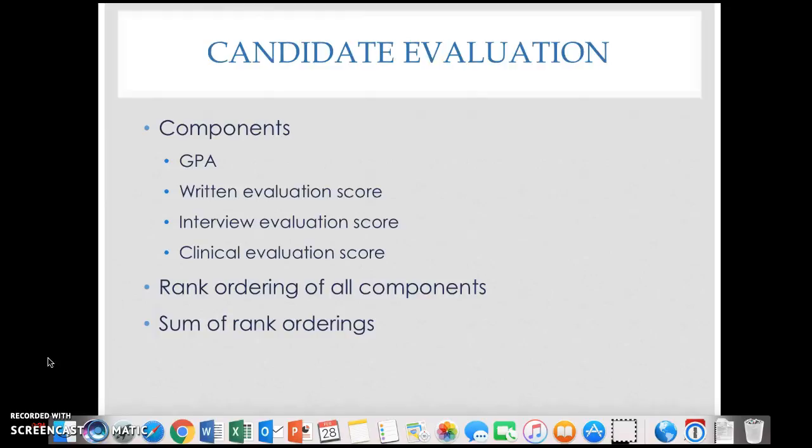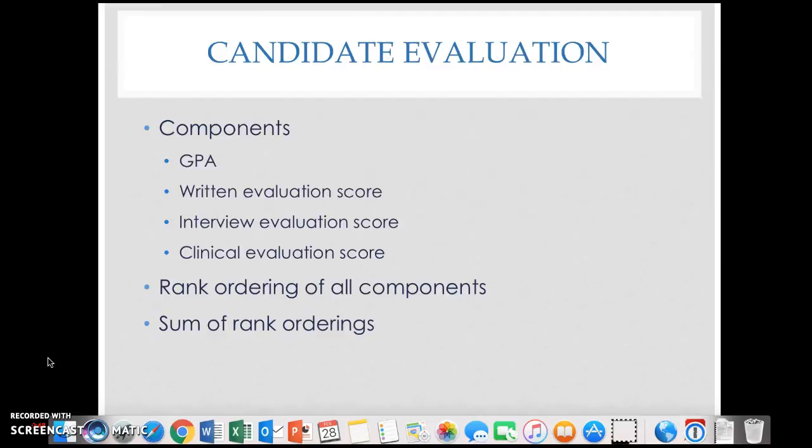So the things that are evaluated, of course, are your grades, and then the written evaluation score, which is the score for the application. There's a rubric that we use to evaluate your responses in the format of the application. There's an interview evaluation score, and there's a clinical evaluation score. The clinical evaluation is those screen sheets, the evaluations that the students and the preceptors will fill out on you as you're doing your directed observation hours.